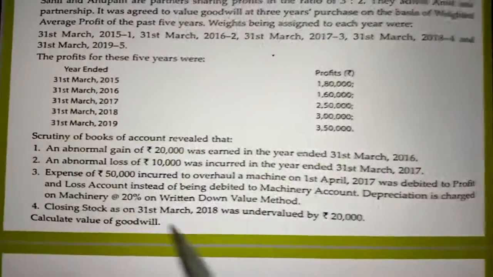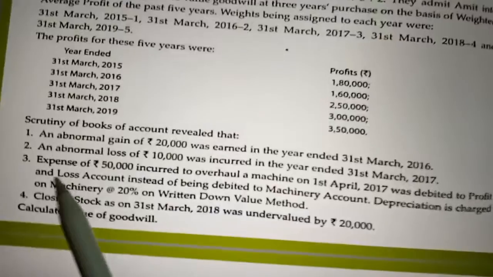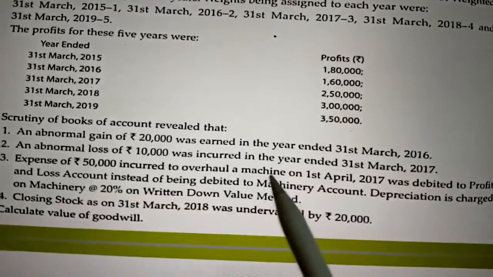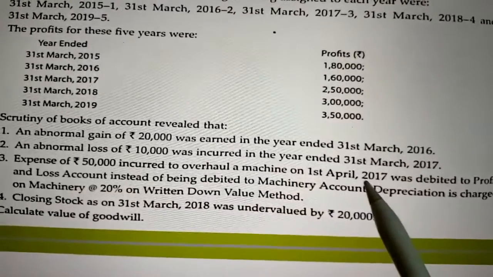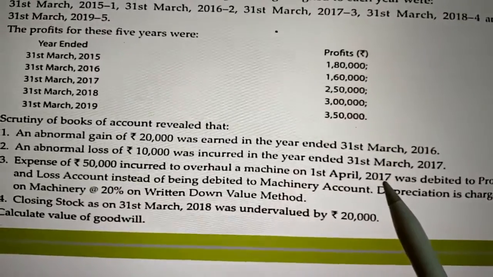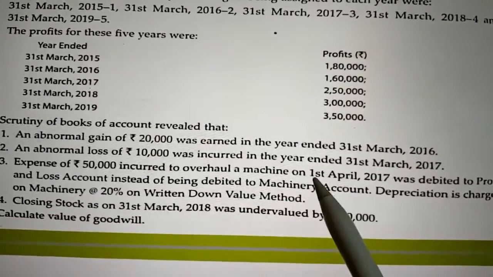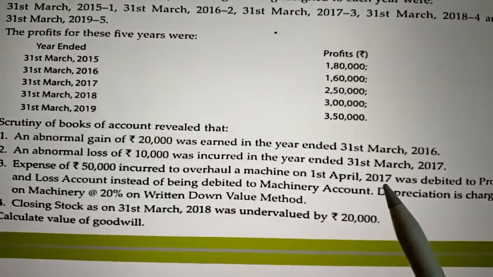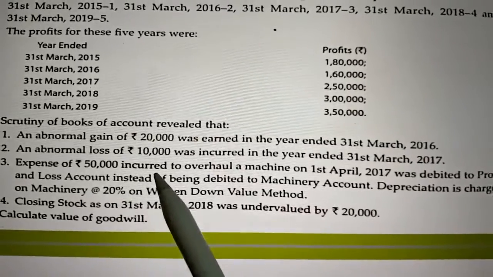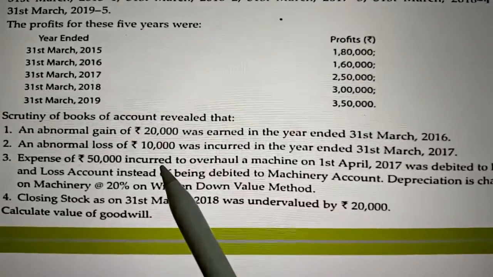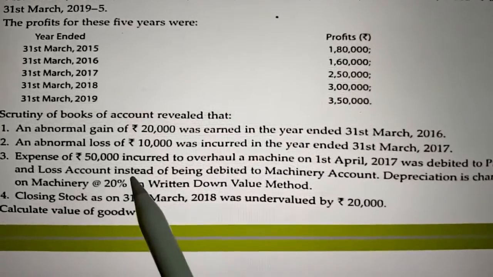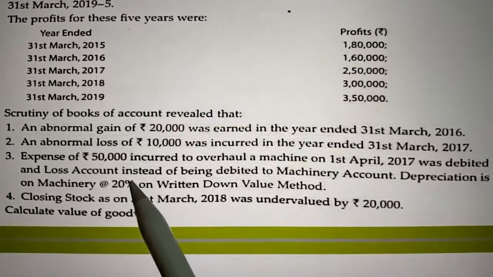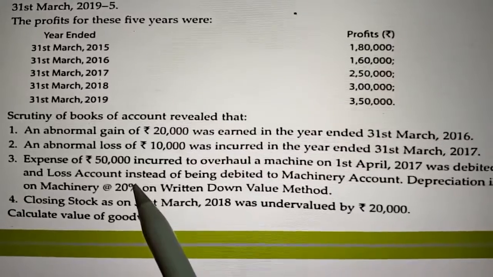Then the next adjustment is adjustment number 3. Expenses of rupees 50,000 incurred to overhaul a machine on 1st April 2017, means it is a year beginning with the 1st April 2017 and ending on 31st March 2018. So 50,000 is a capital expenditure but wrongly debited to profit and loss account. If it is wrongly debited to profit and loss account, it should be added back. Rupees 50,000 should be added back here.